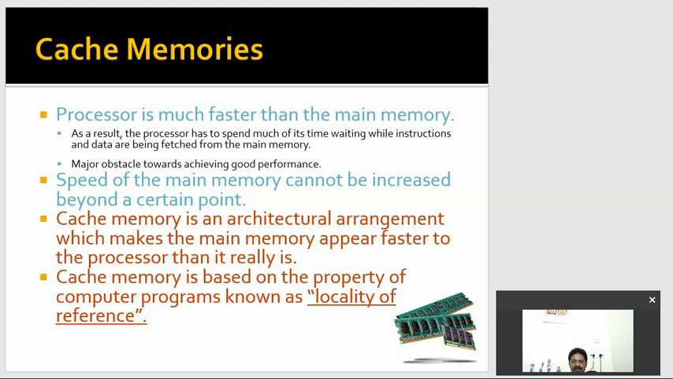Cache memory is an architectural arrangement which makes the main memory appear faster to the processor than it really is. Cache memory is based on the property of computer programs known as locality of reference.